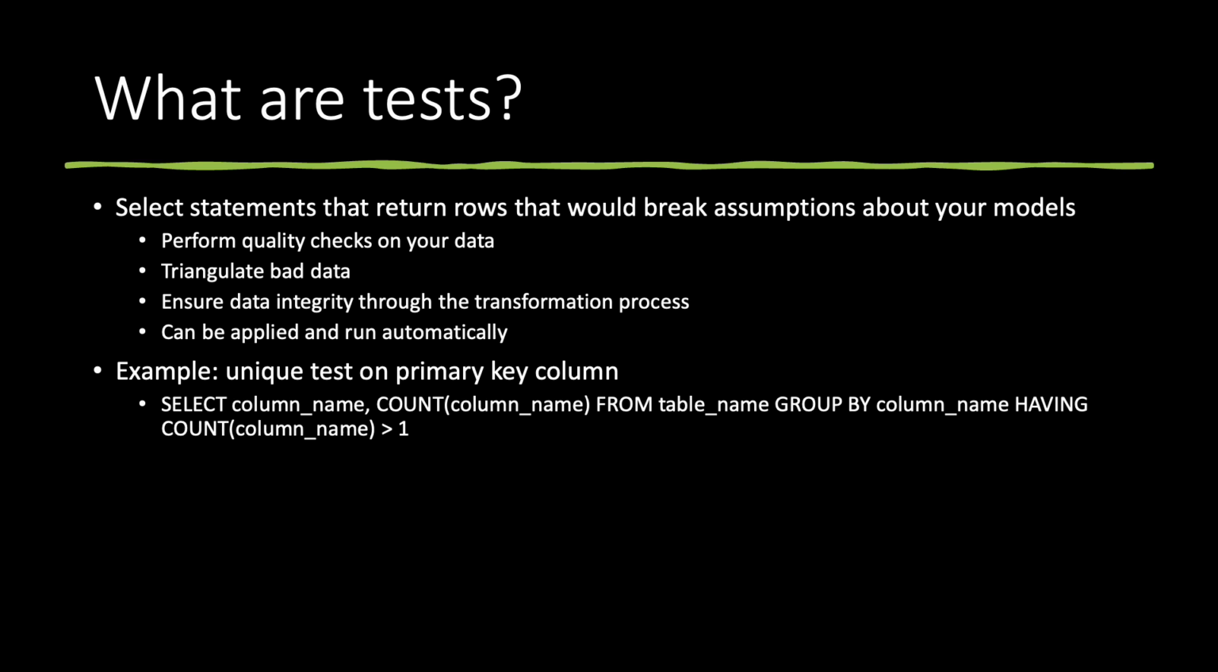How does that happen? These select statements are going to return rows that would break assumptions or rules about your models. So, for example, if you had a primary key, you're not supposed to have any duplicates. You can test for that. Essentially, that test will look for duplicates. If there are any, it will return them so you know what data is being duplicated, and from there you can work to see what you need to do to fix it.